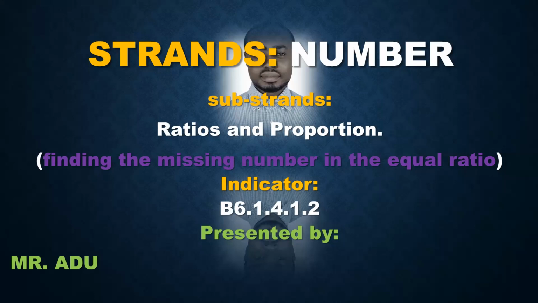Nice. Today, our main strand is Number, and our substrand is Ratio and Proportion. Under ratio and proportion, what we are going to discuss today is how to find the missing number in the equal ratio.